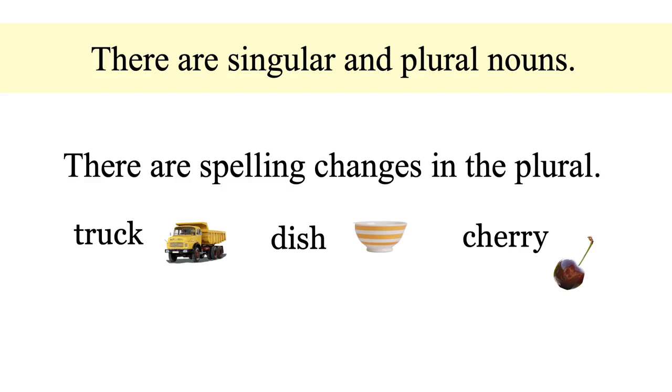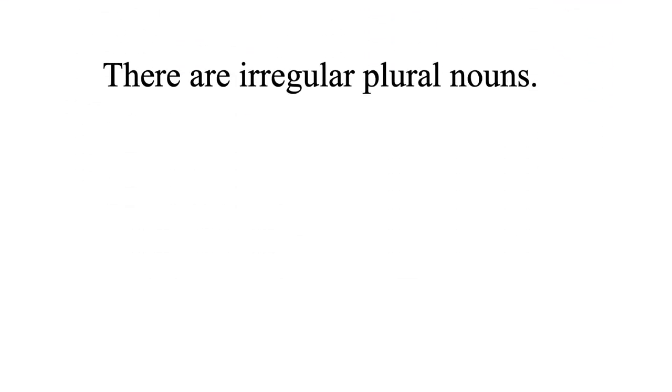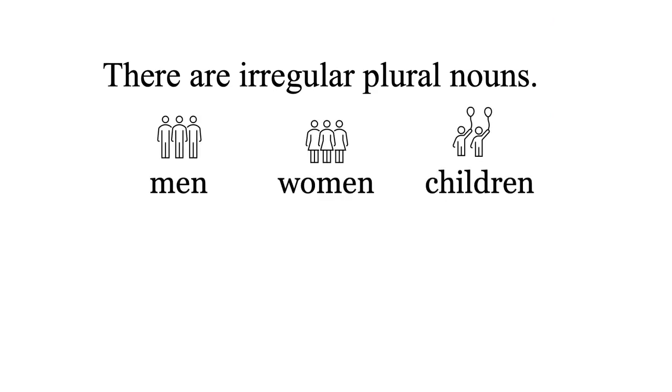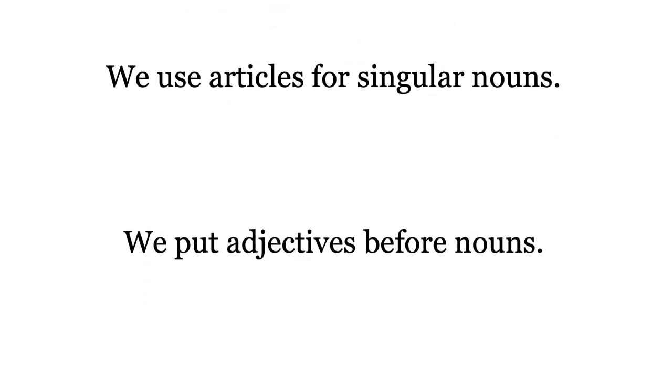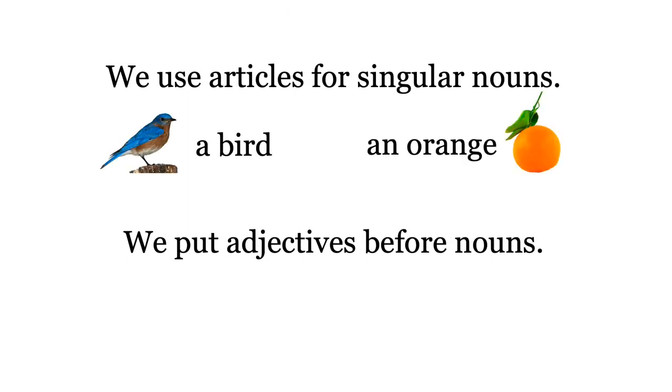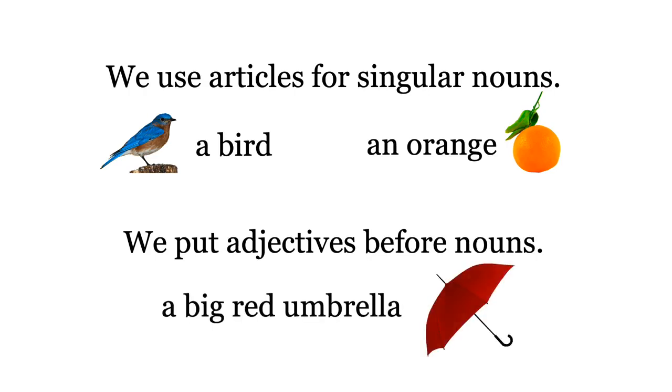You learned a lot in this lesson. There are singular and plural nouns. There are spelling changes in the plural, like trucks, dishes, and cherries. There are irregular plural nouns, like men, women, and children, leaves, and mice. We use articles for singular nouns, a bird, an orange, and we put adjectives before nouns, a big red umbrella.